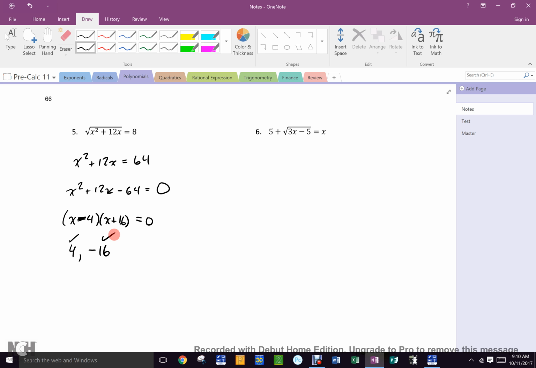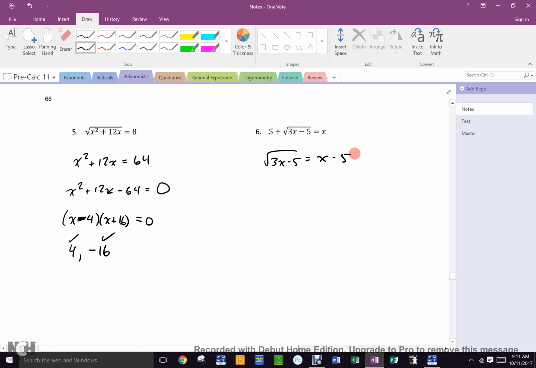And then number 6 is kind of the second hardest one you can get. What's ugly with 6? There's an x on both sides. And what else is ugly with 6? What do I have to do with that? Minus 5. So I get root 3x minus 5 equals x minus 5.